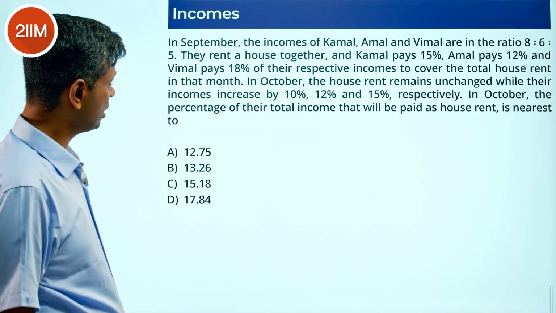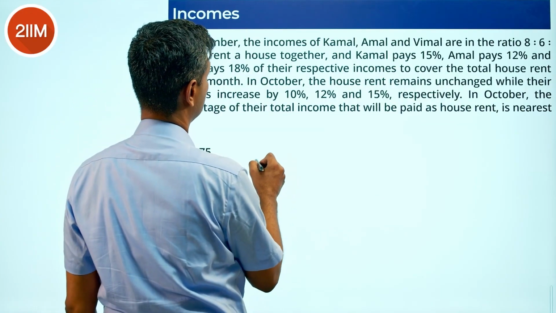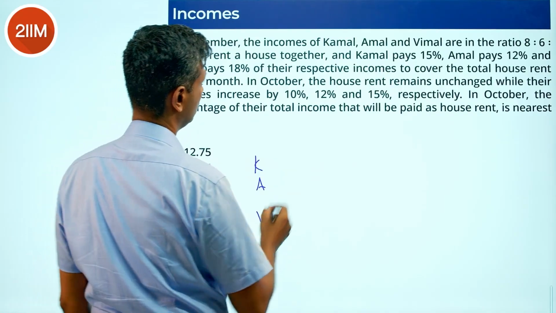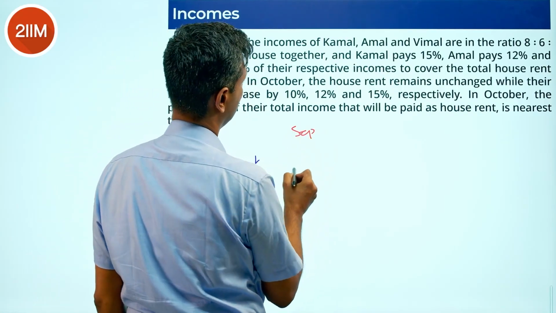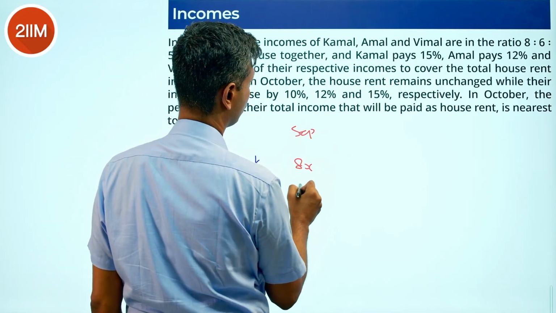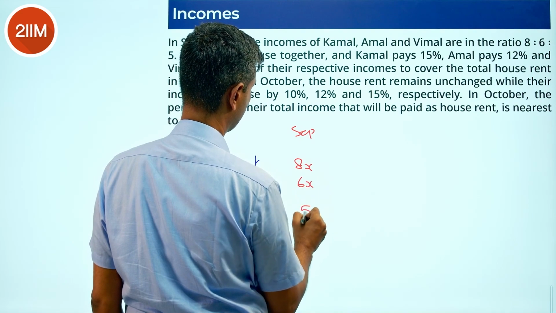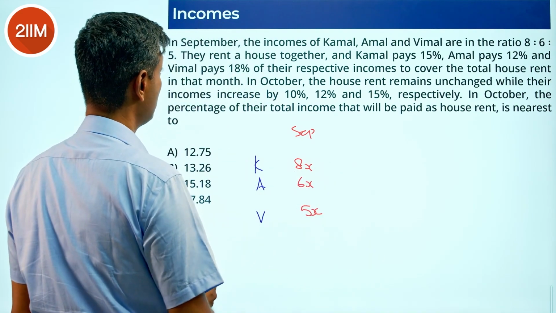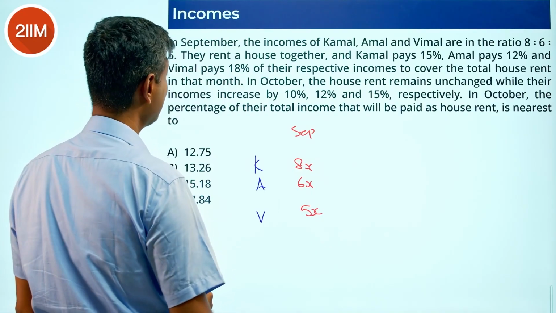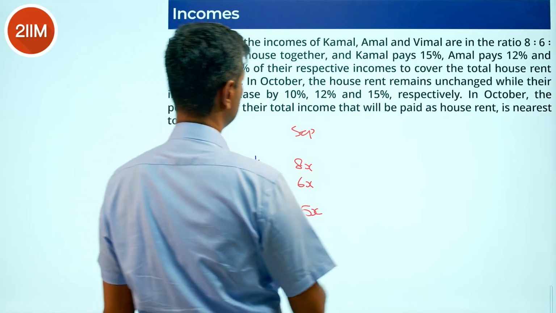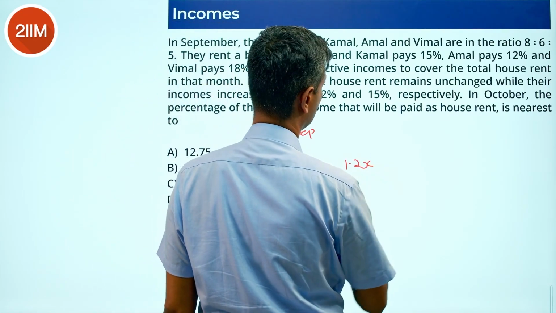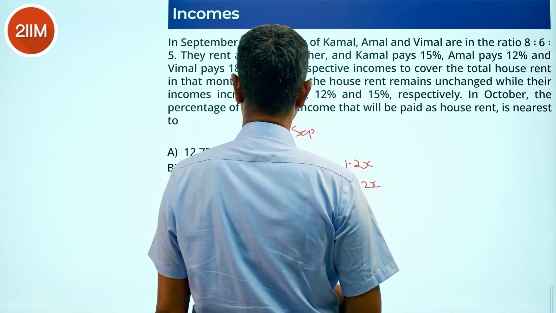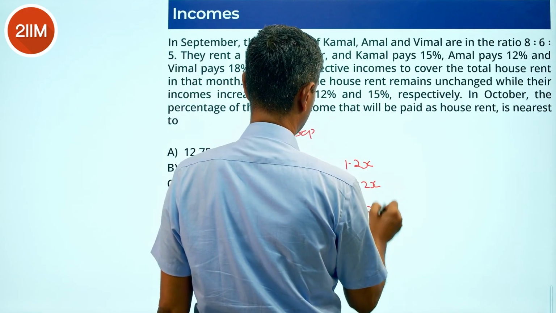In September, the incomes of Kamal, Amal, Vimal, September salaries are 8x, 6x and 5x. They rent a house together and Kamal pays 15%, Amal pays 12% and Vimal pays 18% of their respective income. 15% is 1.2x, 12% is 0.72x, 18% is 0.9x. These are the rents.